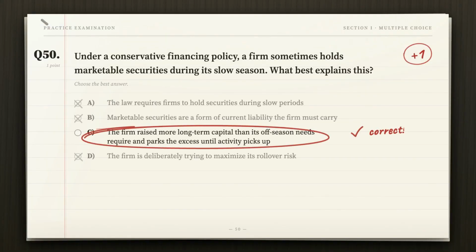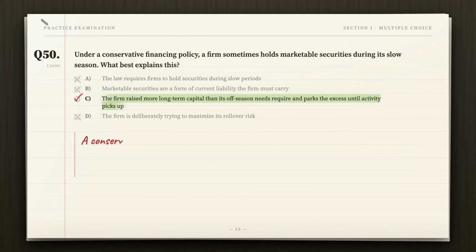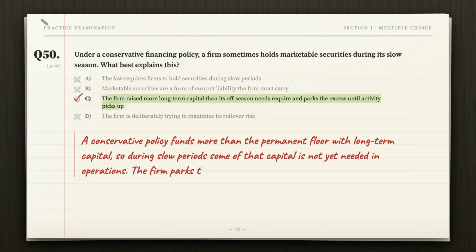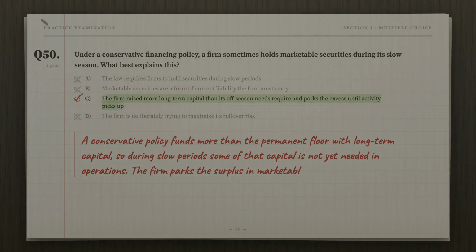The correct answer is C. The firm raised more long-term capital than its off-season needs require and parks the excess until activity picks up. C is correct because a conservative policy funds more than the permanent floor with long-term capital. So during slow periods, some of that capital is not yet needed in operations. The firm parks the surplus in marketable securities until the next seasonal ramp-up.